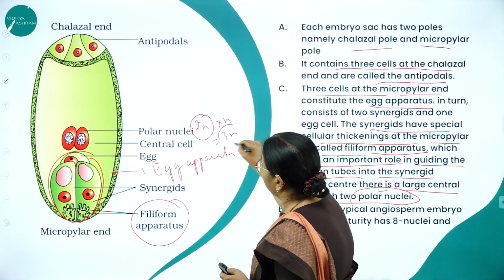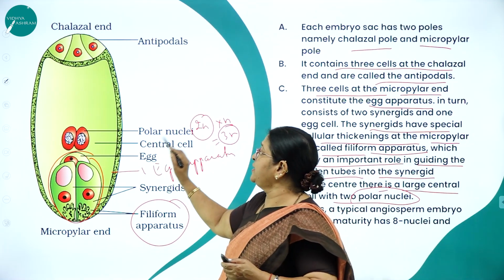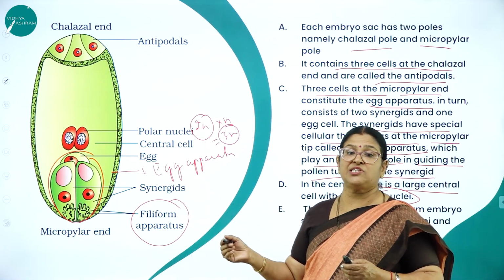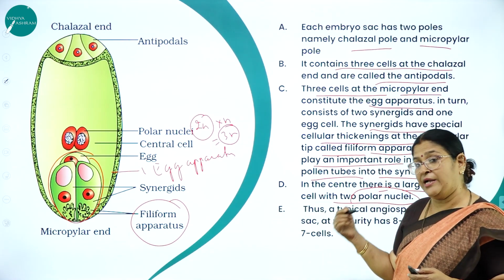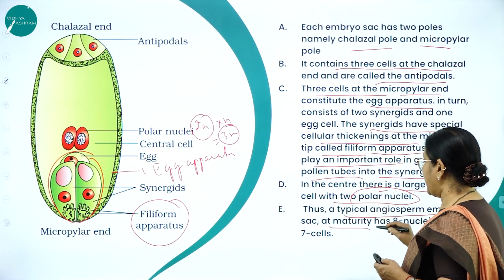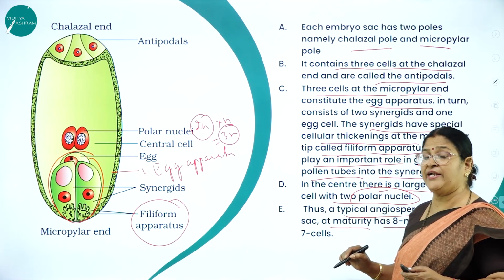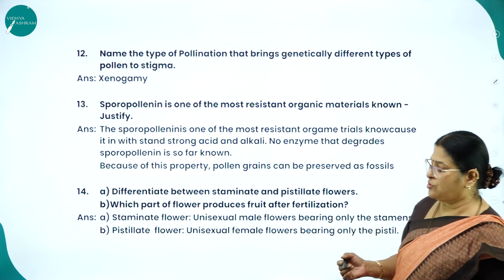So this is 3n. Because the process of fertilization happens 2 times, here and here, it is called double fertilization and triple fusion. That is what I said. That is why it is called double fertilization and triple fusion. Thus, a typical angiosperm sac at maturity has what? 8 nuclei and 7 cell stage. Then, moving on to question number 12.